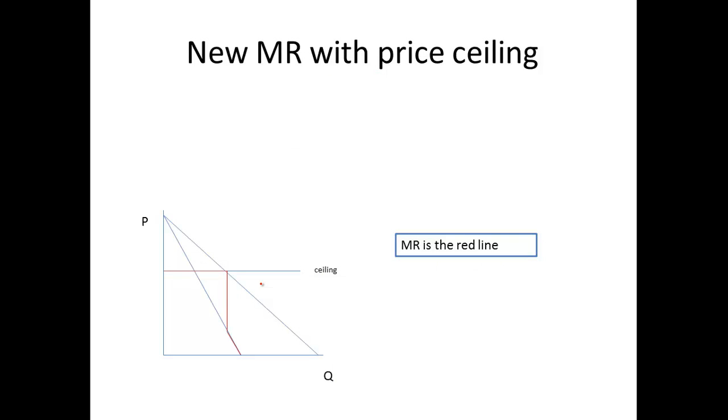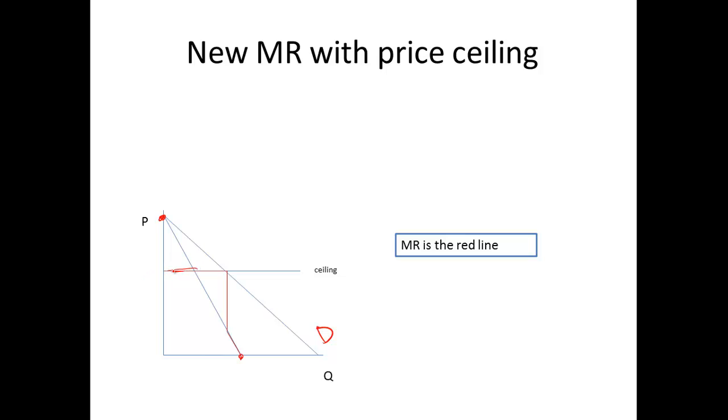Let's look at this in a picture. So here we have price and quantity as usual. We've got a demand curve out here. We've got the blue marginal revenue curve that starts at the same intercept as demand. It comes down to here, associated with the unregulated demand. But suppose then we add in a price ceiling.